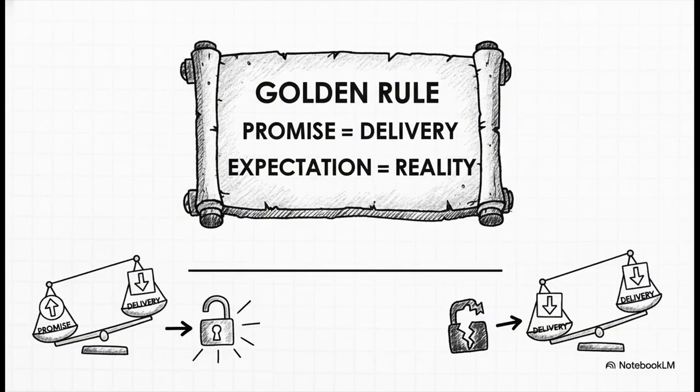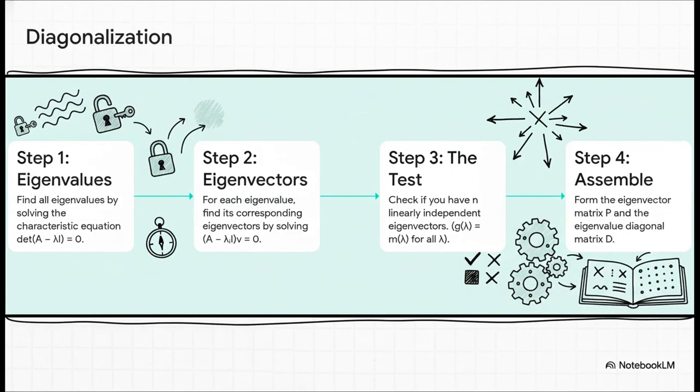So here is the one rule to rule them all. It's the golden rule. A matrix can be unlocked, it can be diagonalized, if and only if, for every single one of its eigenvalues, the promise equals the delivery. The algebraic multiplicity has to perfectly match the geometric multiplicity. If even one eigenvalue fails this test, if the delivery falls short of the promise, the whole thing is off, and our master key just won't work. Now, the actual process for doing this follows a pretty logical game plan.